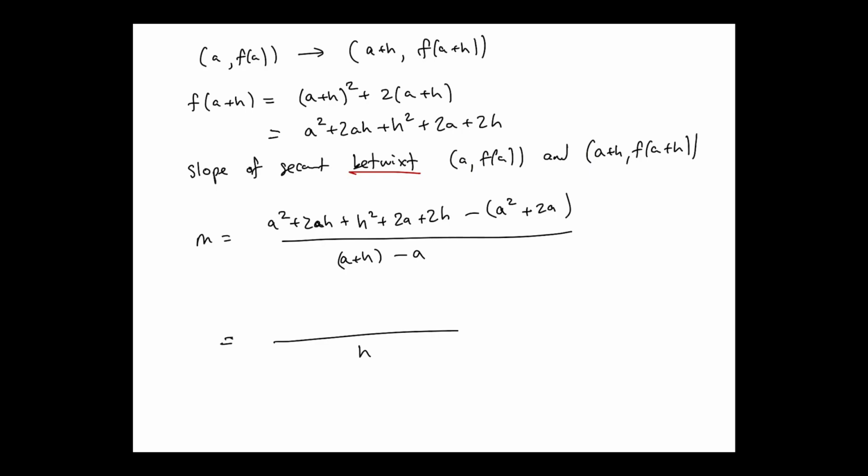What cancels? The a squared cancels, and the 2a cancels. All right, and so we're left with 2ah plus h squared plus 2h. Okay, everybody in the top has an h in them, right? So can I cancel? Yep, and so I would just get 2a plus h plus 2. Okay, does that make sense?